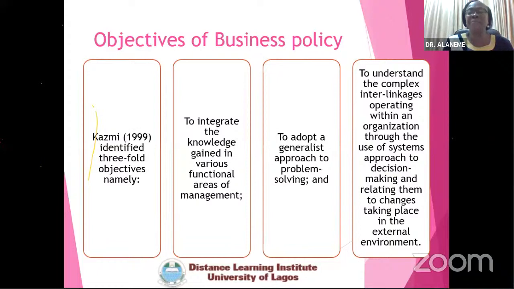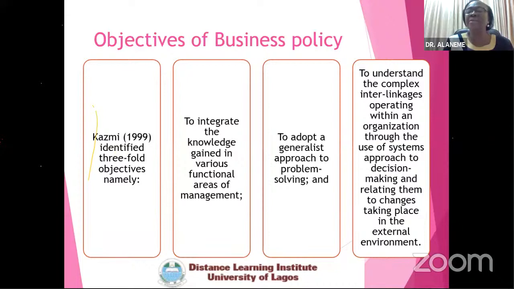The second objective of business policy, according to him, is to adopt a generalist approach to problem solving. Of course, in every organization, there is a problem and there will always be a problem because the environment is not stable, because the environment is complex, because the environment is uncertain, because it is multifaceted. So are you now going to be narrow-minded in approaching your problem solving? No, you need to adopt a generalist approach so that your downfall will not come from your marketing, neither will it come from your production. So there has to be that generalist approach to problem solving.